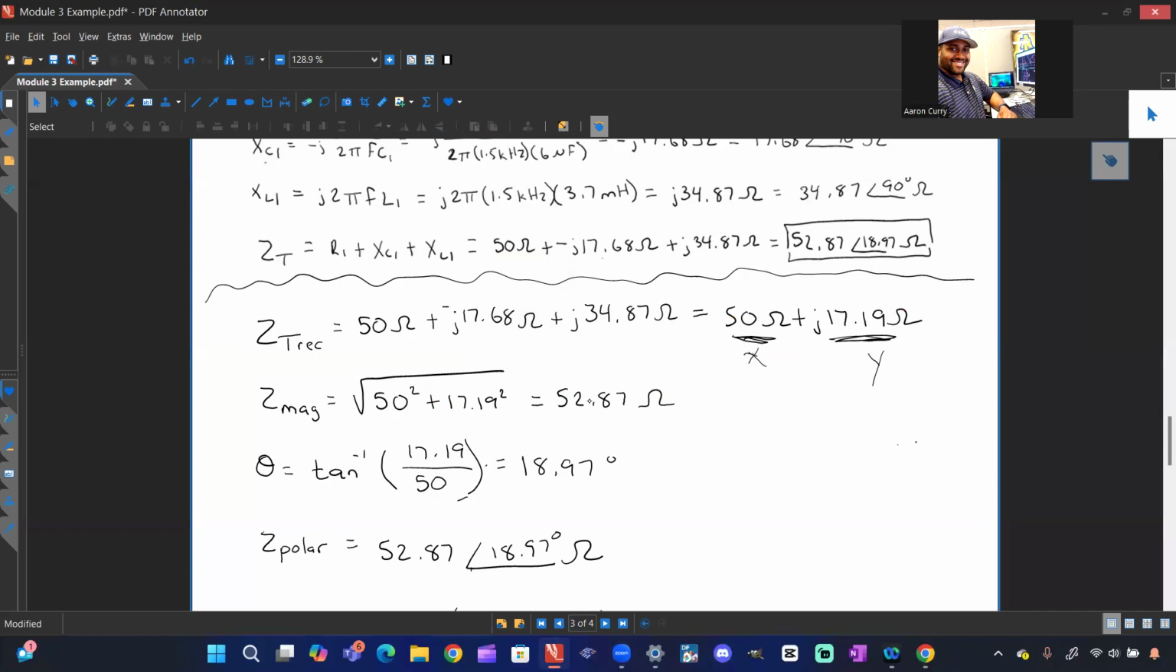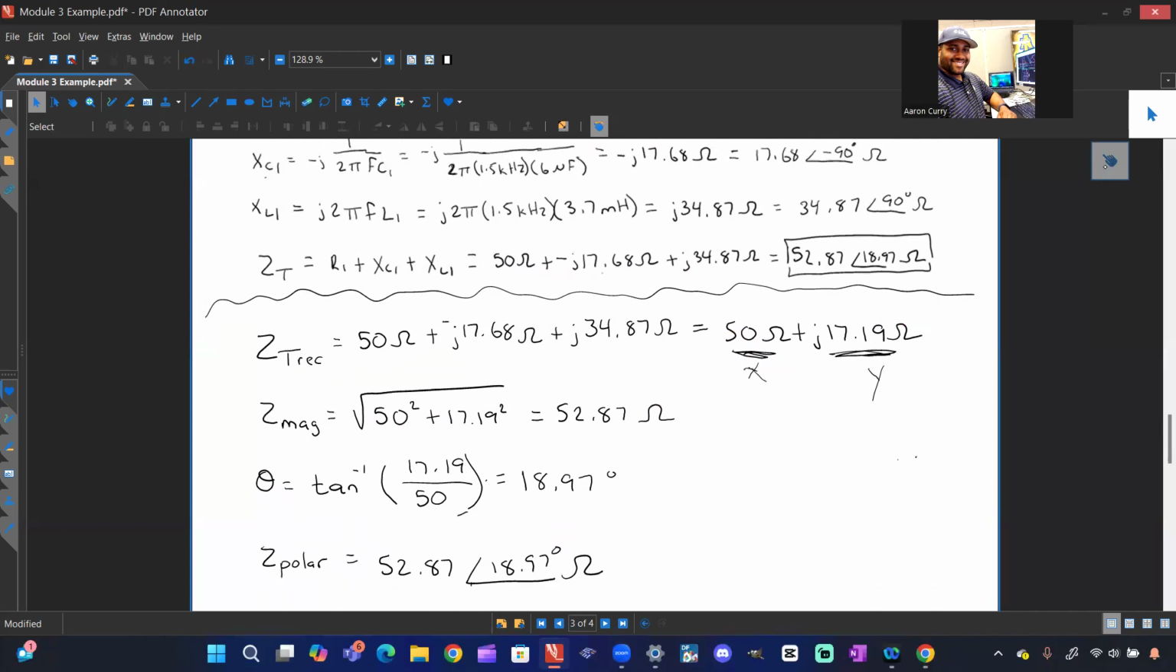This magnitude is always going to be a positive value, because even if this was a capacitive reactance circuit and this value was negative, once you square it, a negative times a negative turns into a positive. Therefore, the magnitude of your impedance diagram is always going to be a positive value.